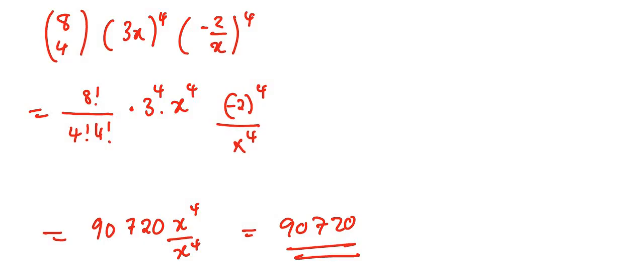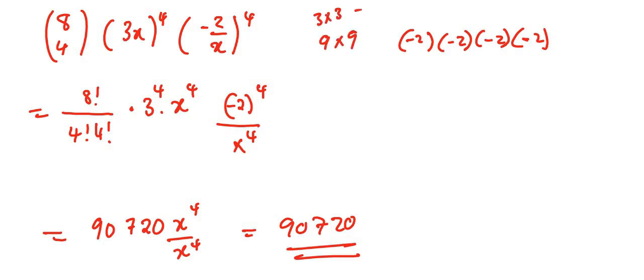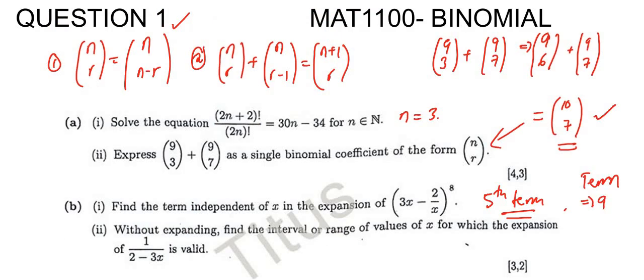Yeah, this becomes positive because we are having negative 2s, 4 of them, right? So we have to do this. This here, 3 to the power 4, that's simply 9 by 9, right? Because this is 3 by 3, then this is 3 by 3. So this is where the 81 is coming from. So the total will just give you this. This is the answer you're supposed to give them here. That's 90,720. That's our fifth term.